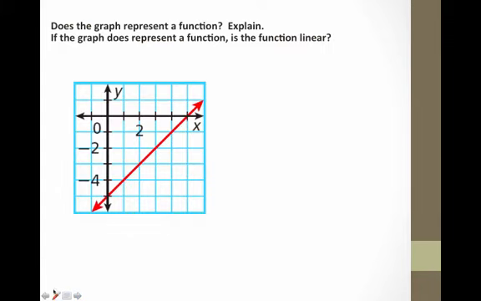All right, so does this graph represent a function? So we know from our studies before that if we have one domain value matching with one range value, then we're in good shape. And the only thing we've added now is, is this a line? That's what makes it linear. So yes, it's a function, and indeed this one is a linear function.